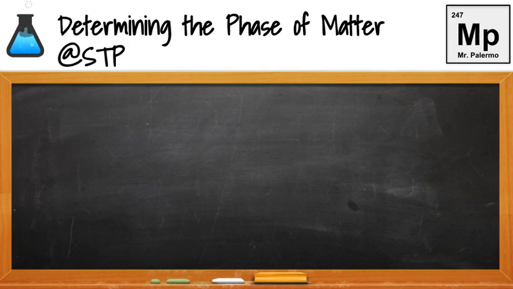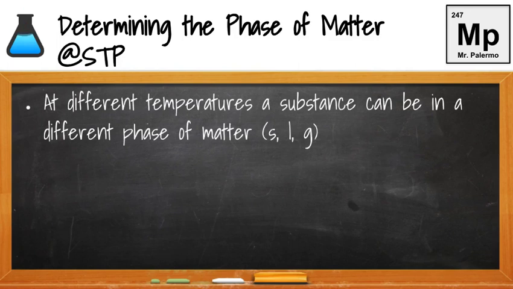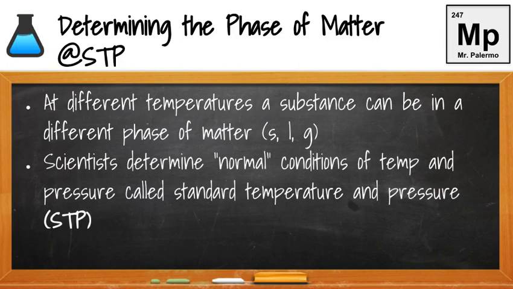Now let's focus on determining the phase of matter at STP. Because at different temperatures, a substance can either be a solid, liquid, or gas. So it can change the phase of matter that it's in. So scientists determine what is normal conditions of temperature and pressure, called standard temperature and pressure, which is called STP for short.